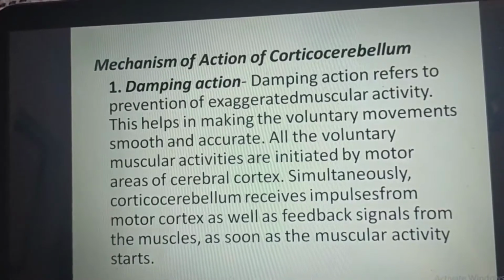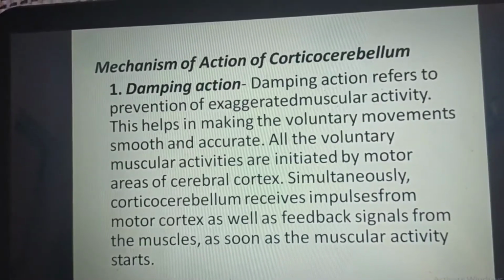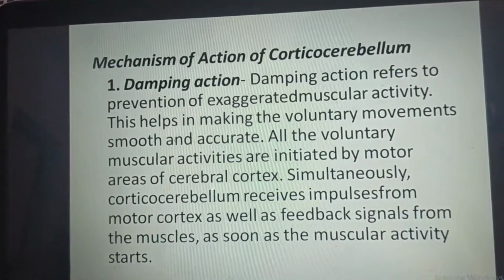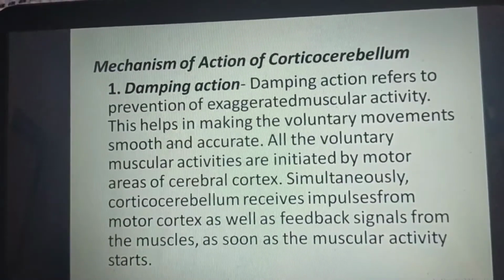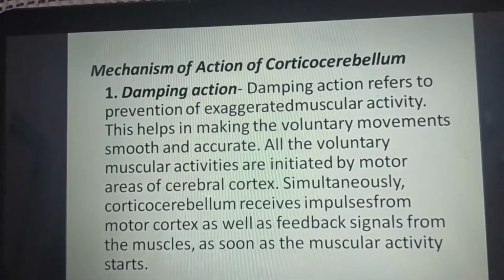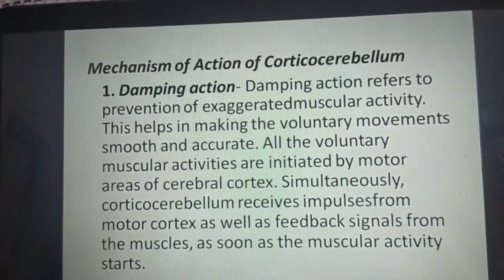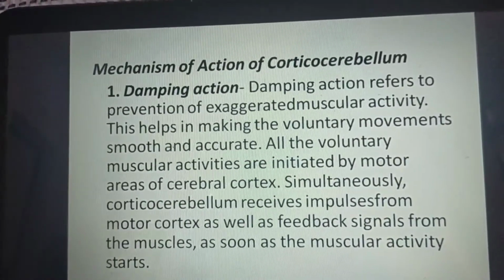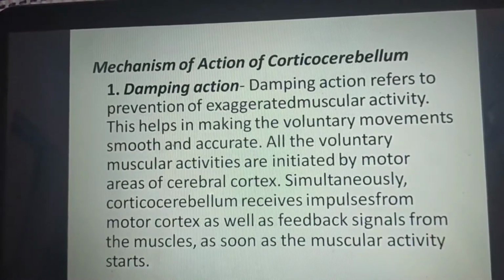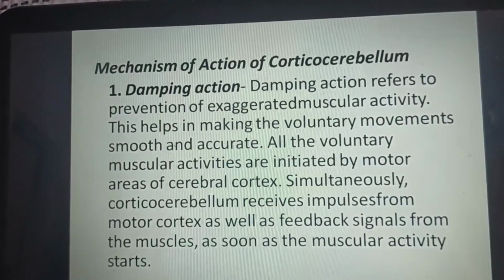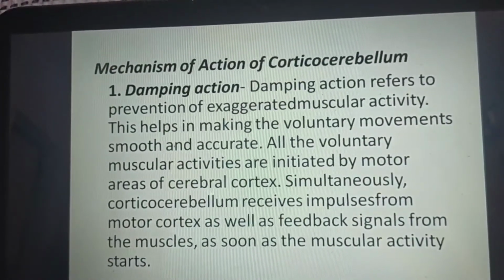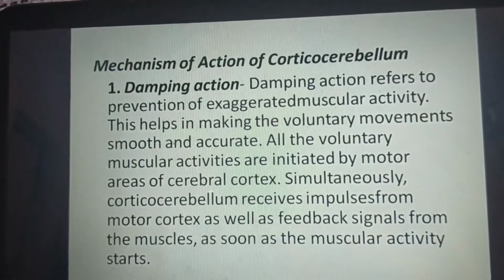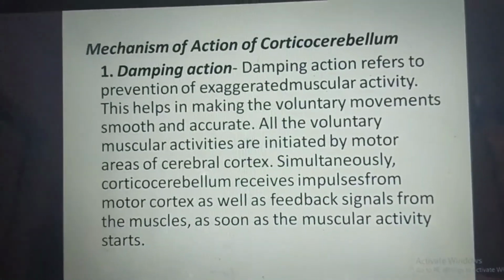So damping action refers to prevention of exaggerated muscle activity. This helps in making the voluntary movement smooth and accurate. All the voluntary muscle activities are initiated by motor areas of cerebral cortex. Simultaneously, corticocerebellum receives impulses from motor cortex as well as feedback signals from the muscles as soon as the muscular activity starts.